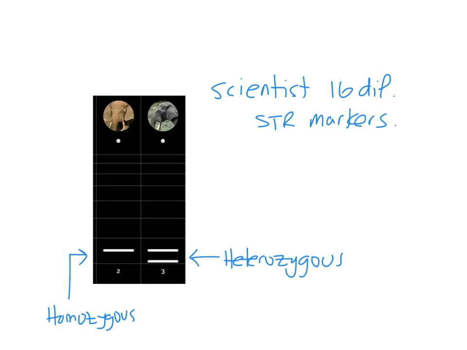So again, STR stands for short tandem repeats. They're highly variable, meaning that each individual can have a unique allele, and an individual can have 2 different alleles, thus being heterozygous. Okay, that's it.